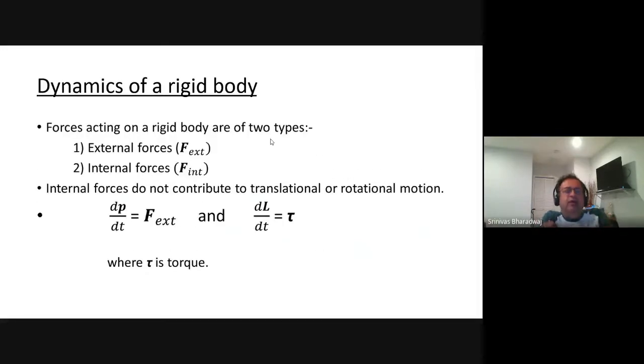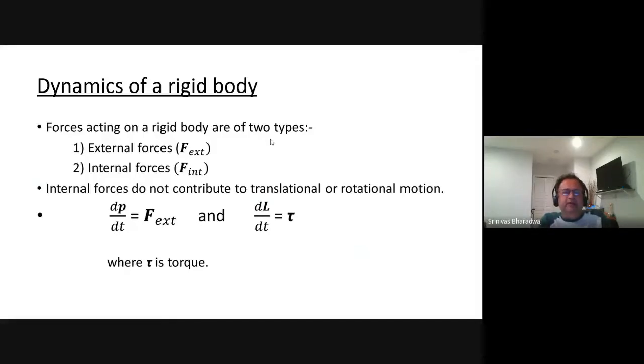Okay. So now the dynamics of a rigid body. The forces acting on a rigid body are of two types: the external forces and the internal forces. Just like the external forces alone cause the rate of change of momentum, the internal forces don't contribute to it.